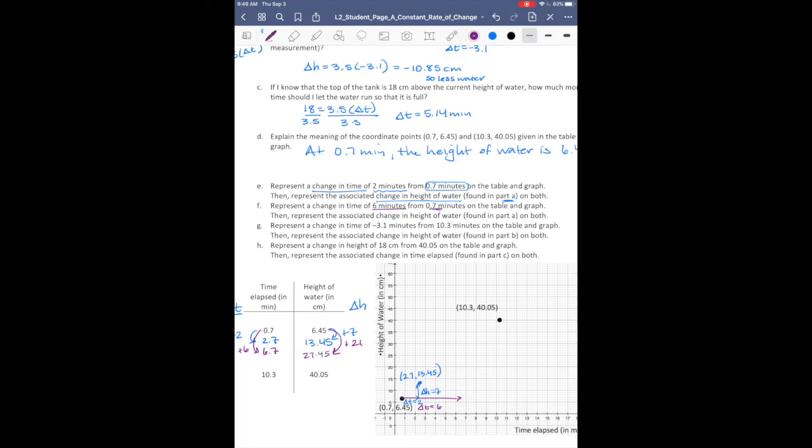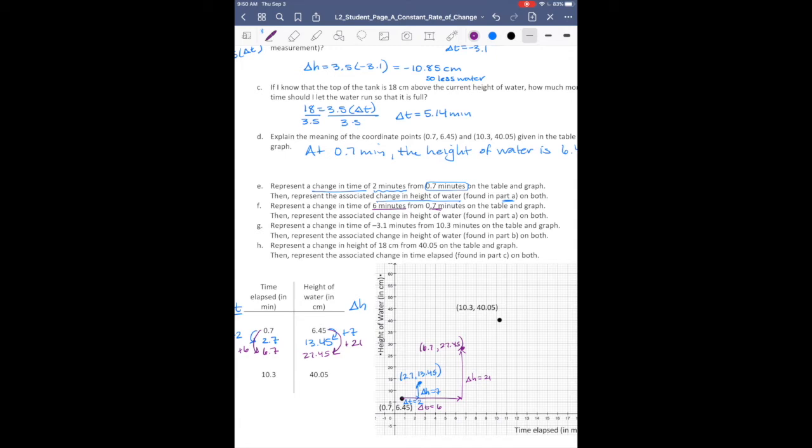So again, I'm going to use my point. So I'm going to go up here. So this associated change in height is 21 centimeters. And so now we have this new point. This new point is 6.7, oh, that's a bit bad, 6, and 27.45. So that is my second point that I can add here.